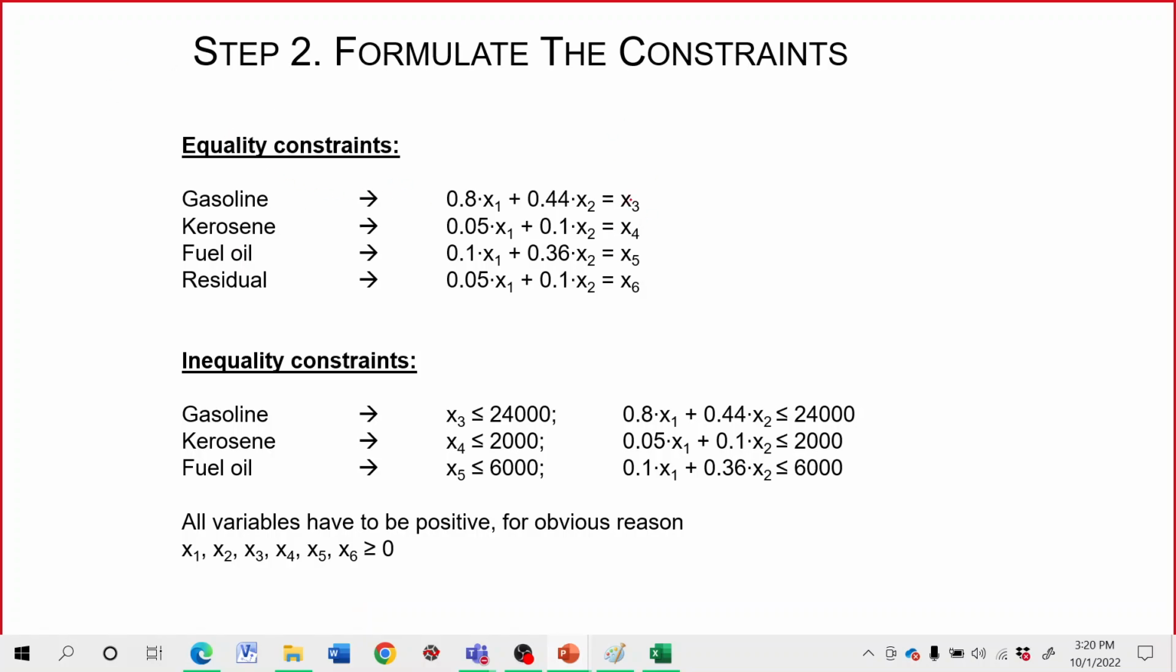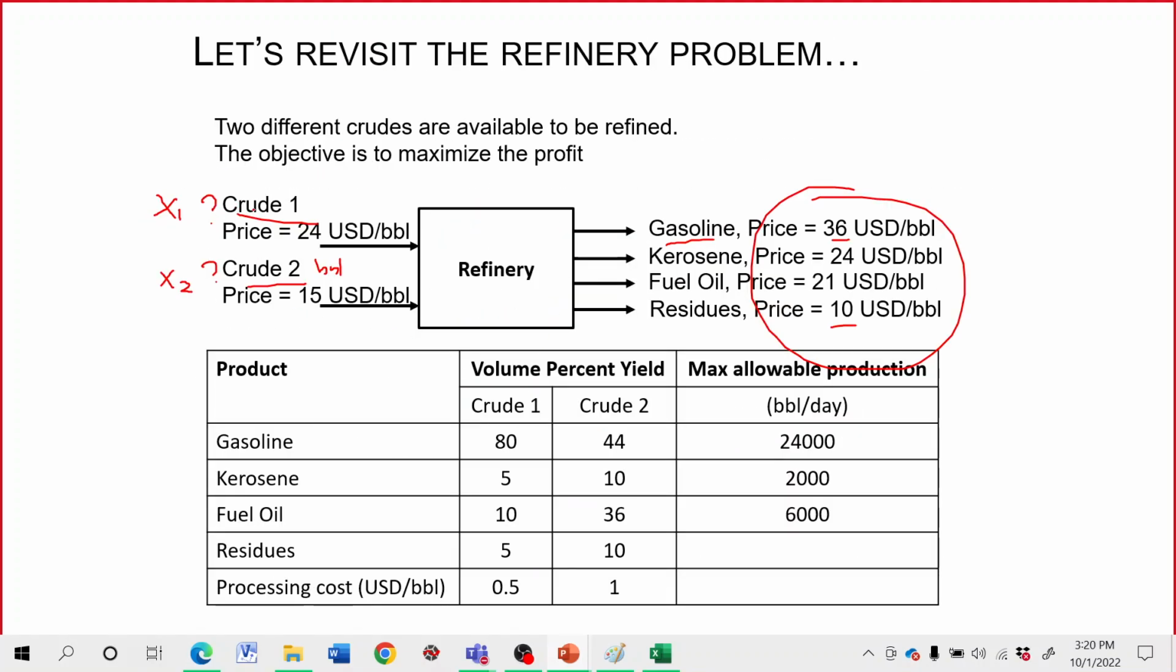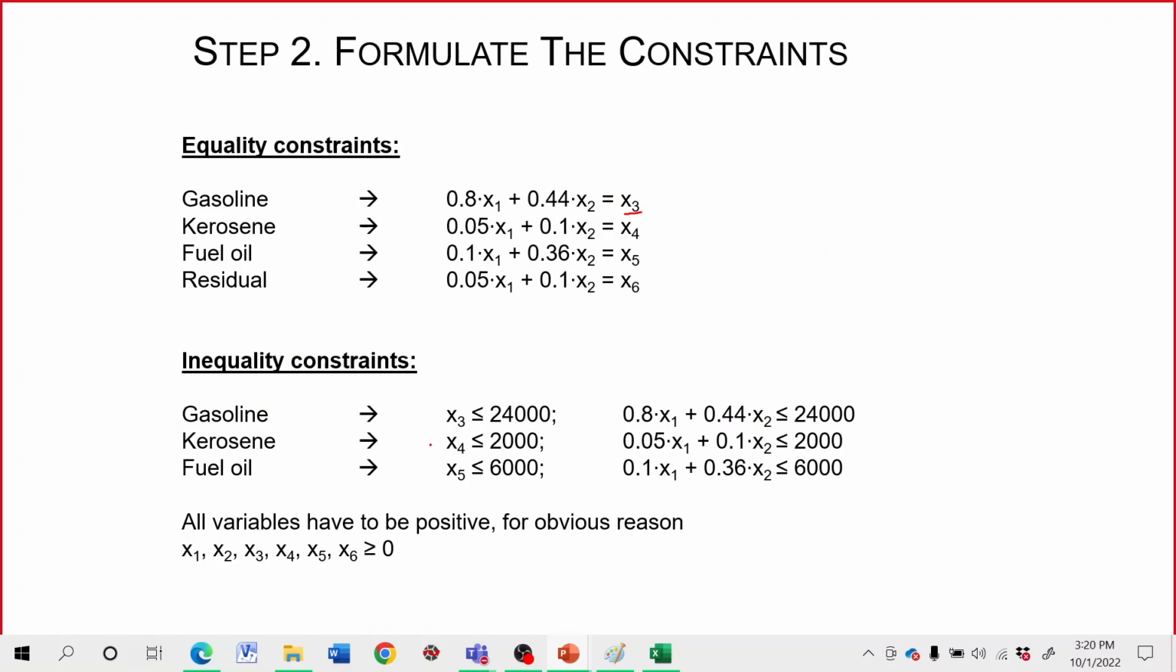The amount of gasoline that you can make: if you put in crude 1, x1, you will get 0.8, which is 80 volume percent. So the gasoline is 0.8 of x1. If you have x2, crude 2, you will have 0.44 of gasoline. Then you sum 0.8 x1 plus 0.44 x2, and you get the total gasoline.